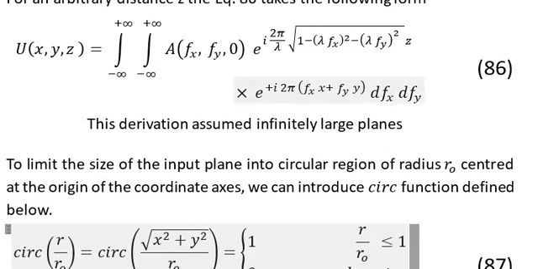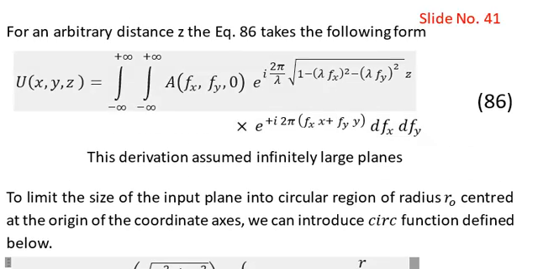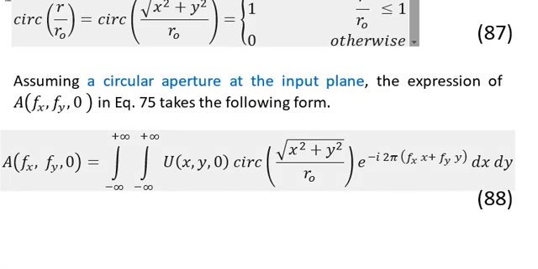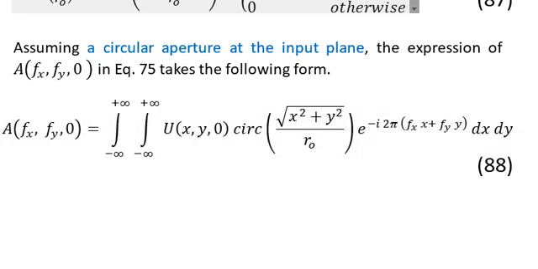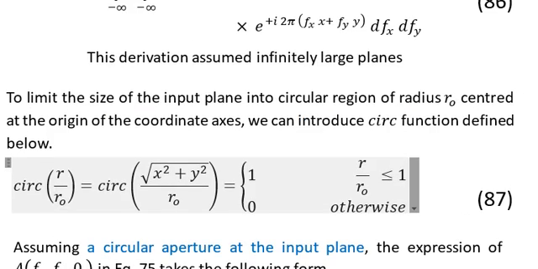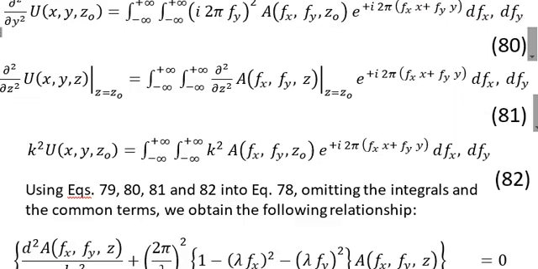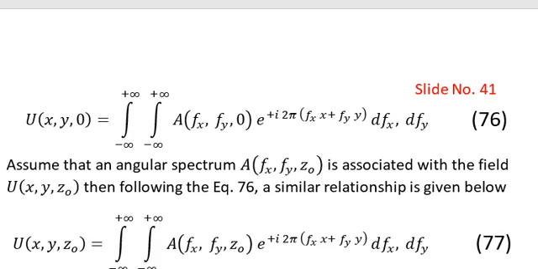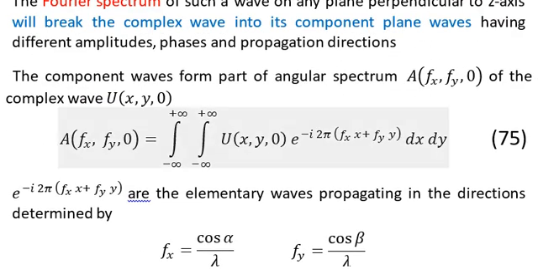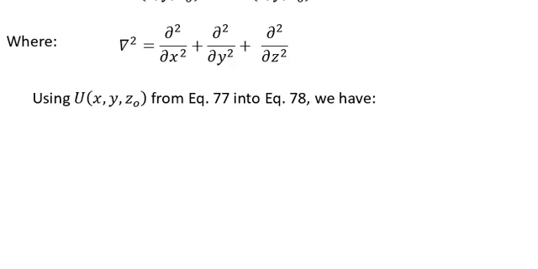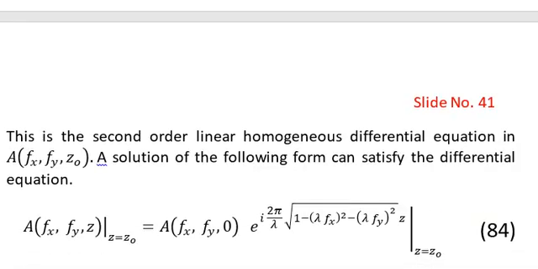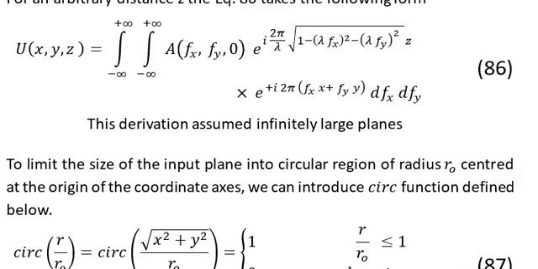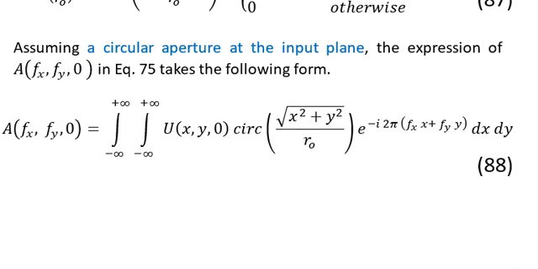takes the following form. So what we are going to do is multiply a circ function over here. You see that we have multiplied a circ function, but not in this equation, but in equation number 75. So let me show you equation number 75 over here. So this is equation 75. You see that this was the input field, and the circ function should appear in the input field over here. So let's see how equation 75 was modified when we are limiting the aperture of our field.